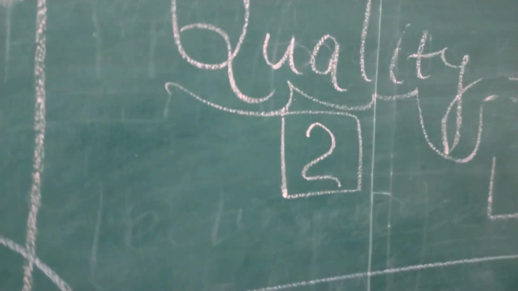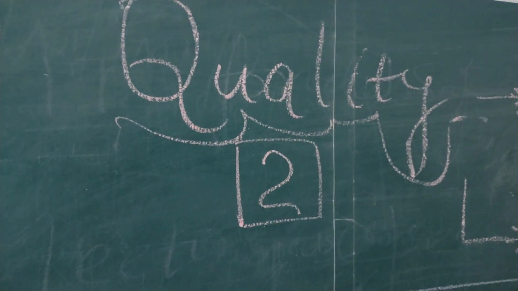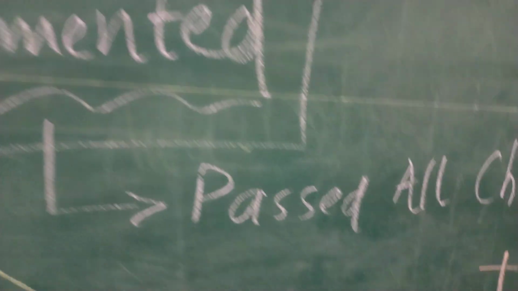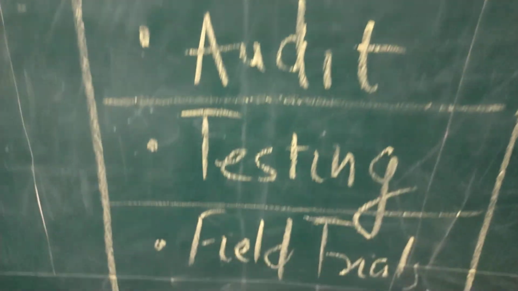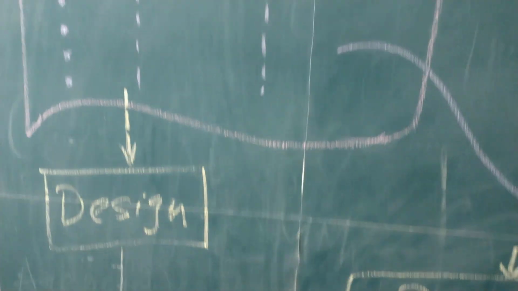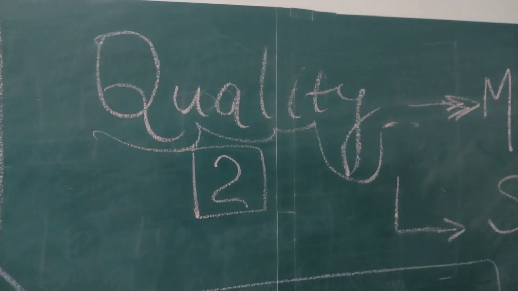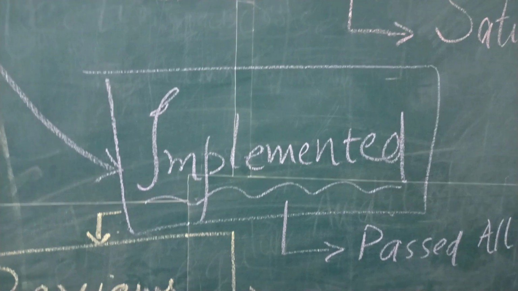So let me repeat. In the first lecture we talked about the basics of quality. In the second lecture we are talking about how the specifications that are being implemented are checked through process and product, through different methods which I have mentioned over here. I hope this brief video on quality, how product quality and process quality are checked through review, audit, testing, and other methods, is definitely going to help you out.